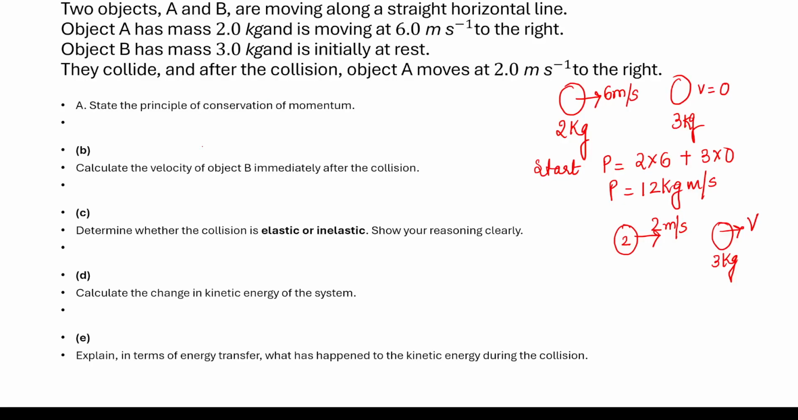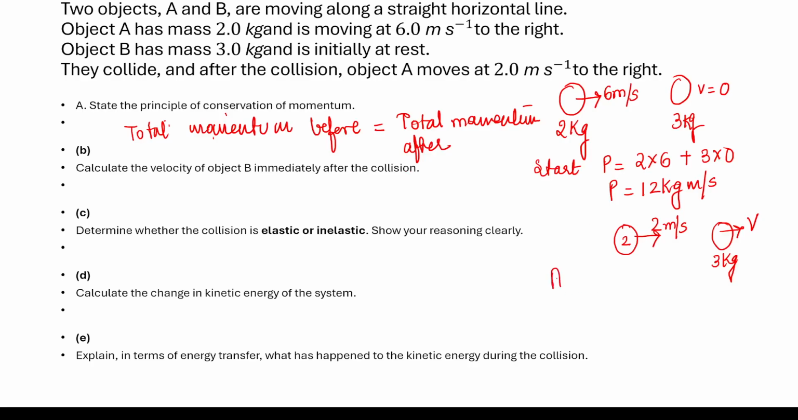State the principle of conservation of momentum. Okay, if you feel like trying it yourself, always pause and try it yourself. So the principle of conservation of momentum means total momentum before is equal to total momentum after, or the momentum remains unchanged during the process. Okay, whatever you feel like, right? Now calculate the velocity of object B immediately after the collision. So this is what we have to calculate.